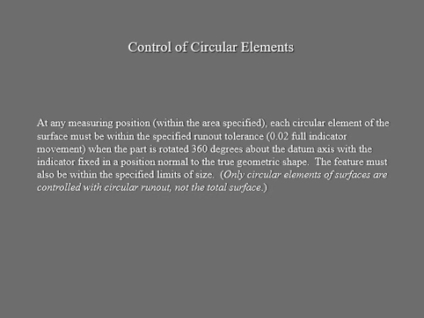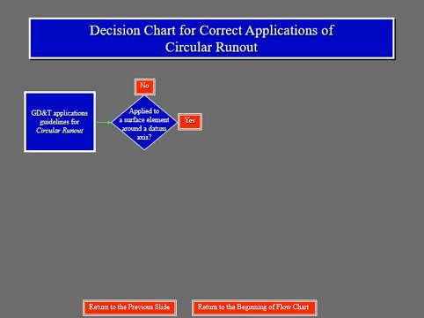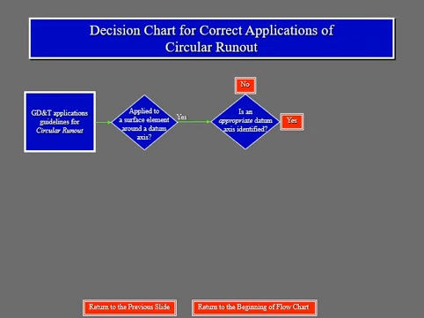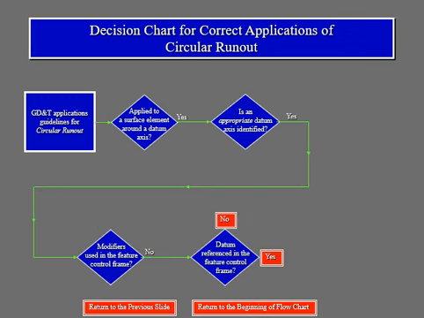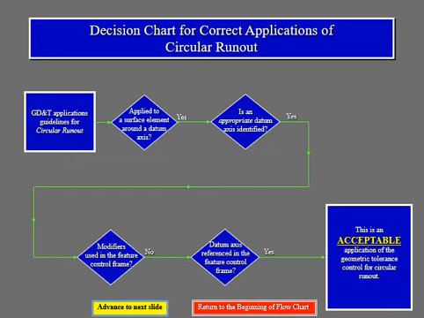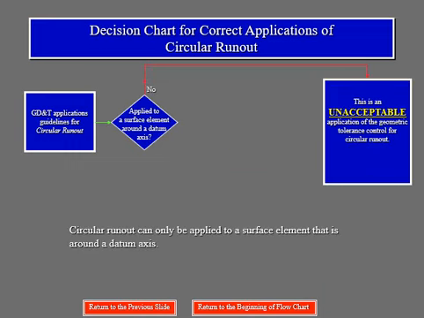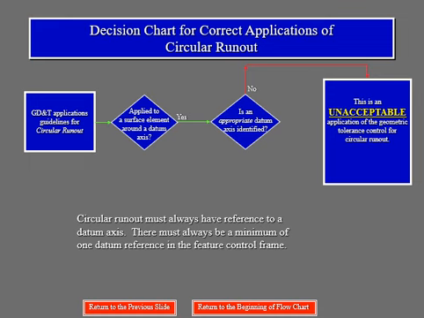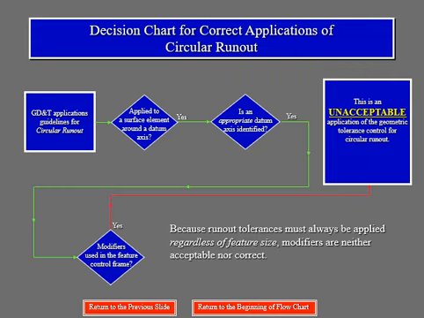Then let's get into the control of the circular elements by going through the flow chart. Same thing, we start by looking at whether the tolerance is applied to a surface element around a datum axis. If yes, we check for an appropriate datum axis, then we look at the modifier, then the datum reference. If that's yes, accept. If it wasn't applied to a surface element around a datum axis, do not accept. If you don't have an appropriate datum axis, don't accept.